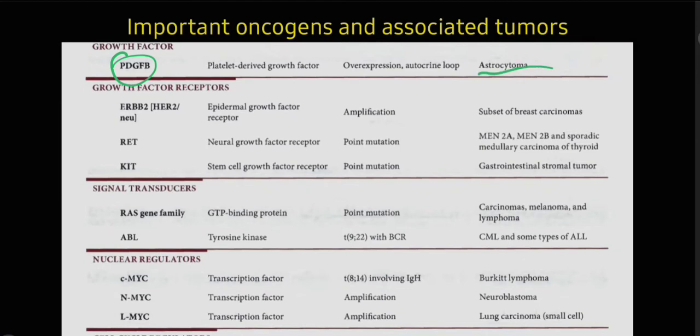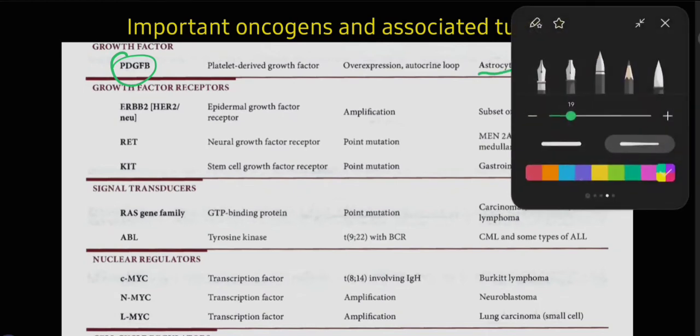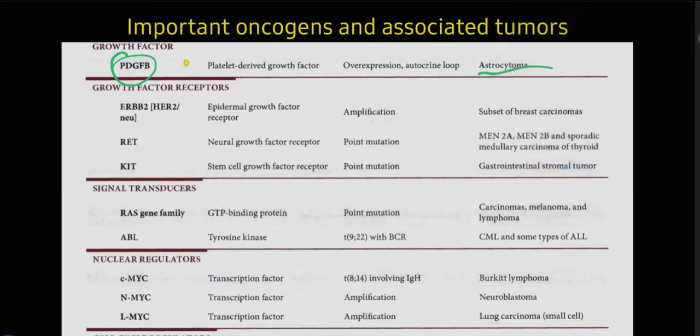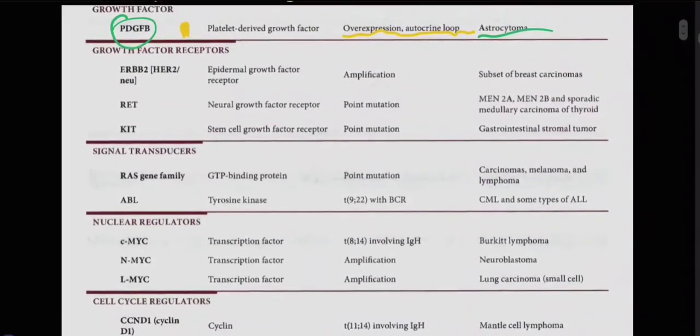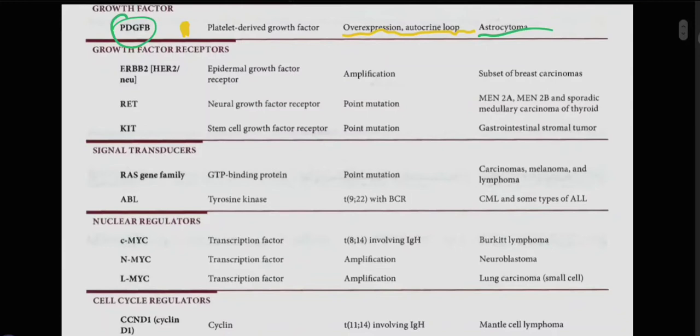to astrocytoma. I will mark it by yellow color for overexpression and autocrine loop. There is only one growth factor, and it would be difficult to forget it. Yeah, and astrocytoma. Next are growth factor receptors.